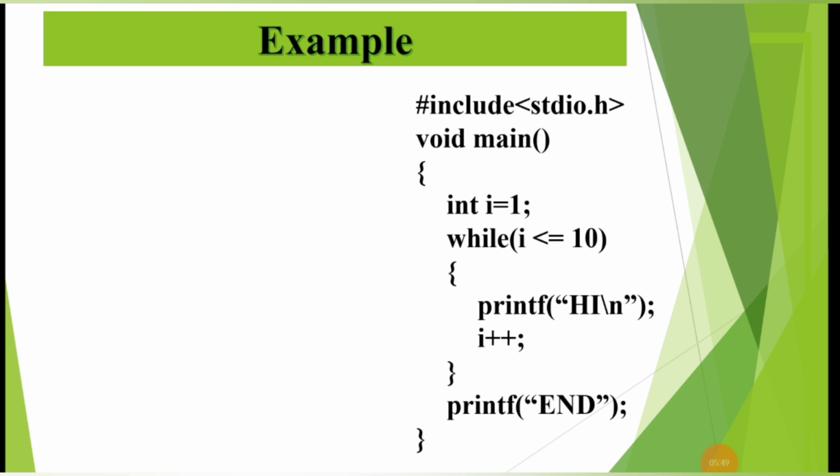Here we are giving a "hi". So first the "hi" will be printed. And then in the next line we are using an increment. The value will be incremented by 1. Here we are using a post increment. Now the i value is incremented by 1. Next it will go to the while loop.